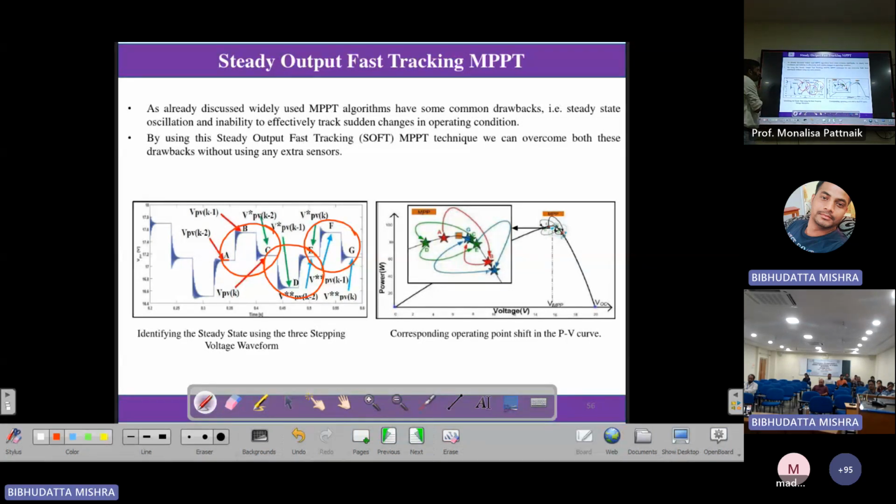So by seeing the waveform, you can actually tell whether the algorithm reaches the steady state or not, for this P&O and INC. How? You just compare this voltage value and this voltage value. There is obviously some variation, but if you see it is very minute, this V at A and V at C, if I subtract VC minus VA, I will get some value, and if it is less than some value, that value you should decide after doing some experiment.